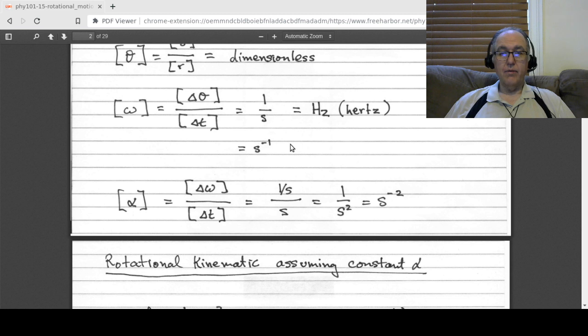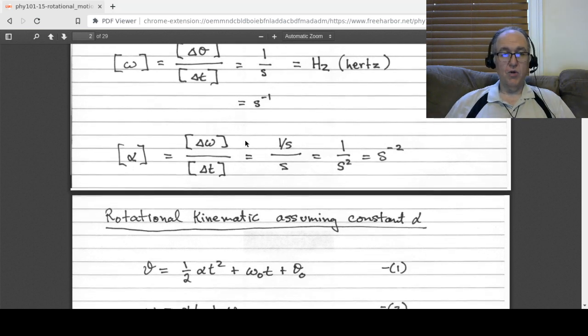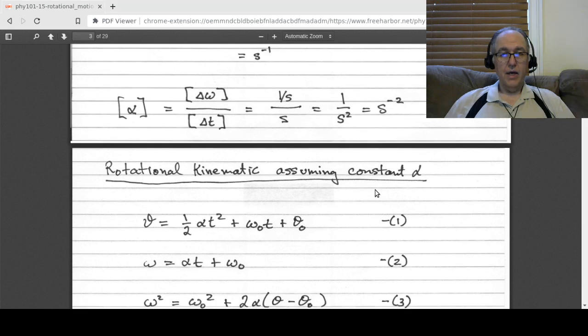So that's general kinematics, and I'm not going to go into the details of general kinematics because it requires calculus, etc., and it's difficult. Let's just do our special cases. One of our special cases when we did 1D kinematics was the assumption of constant acceleration. So here we're going to do rotational motion assuming constant angular acceleration.